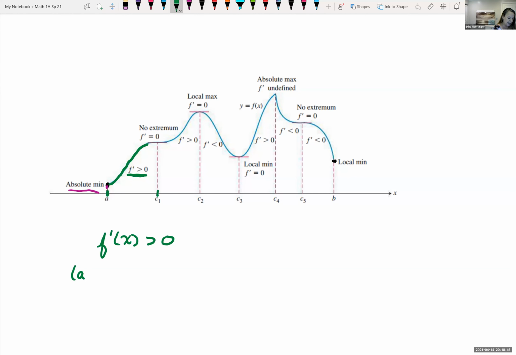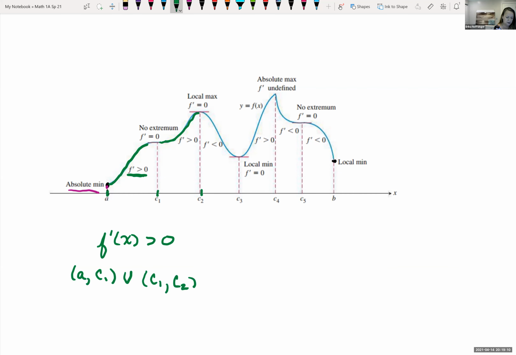So it's starting at A, and notice that it's leveling out at C sub 1. So going to C sub 1. Then notice that at C sub 1, we're also increasing until we hit C sub 2. So we would put this union. C sub 1 gave us a slope of 0, so we're not including it, to C sub 2.